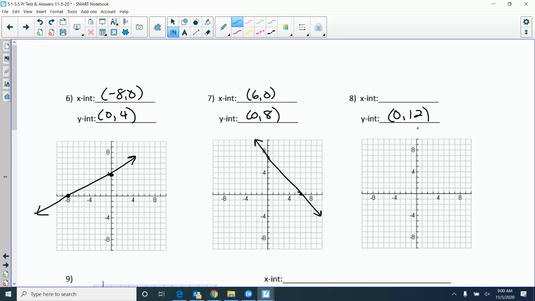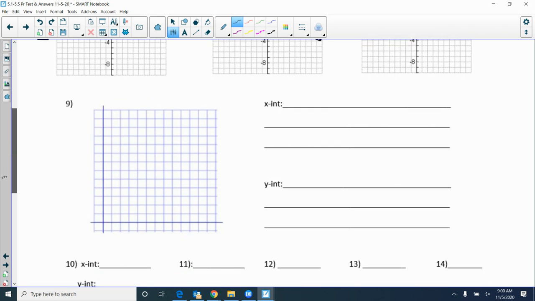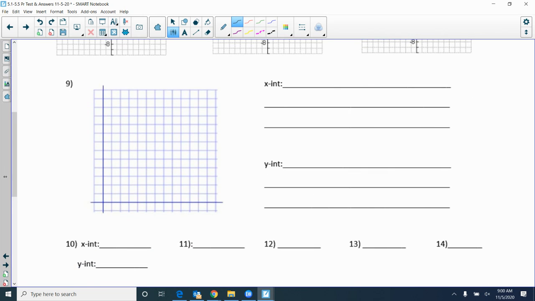So 0, 12 is a little bit up here. -4, 0. Draw your line through there. Definitely got to be able to find x and y intercepts. Definitely got to be able to draw that line. All right, 9. You didn't have to do that one. This one tends to be a hard one. Let's take a look at 9.